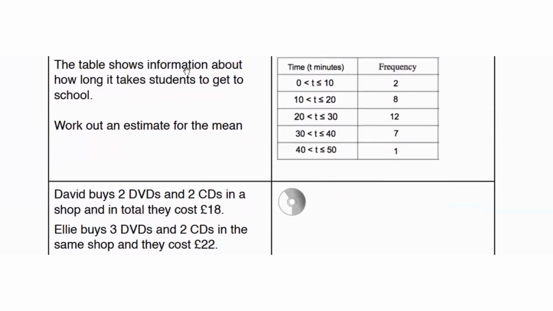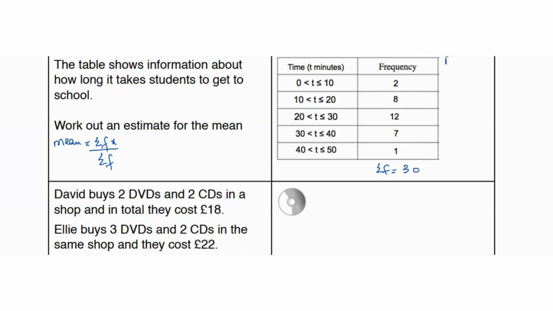The table shows information about how long it takes students to get to work. Work out an estimate. So for the estimate, our formula is sigma fx over sigma f. Sigma f is going to be the sum of our frequencies. So that's going to be 2 plus 8 plus 12 plus 7 plus 1, which is 30.